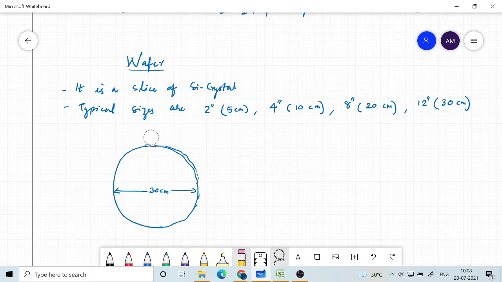Let me just delete this part. In order to identify a particular wafer, we need to introduce a cut. A cut means you will have a flat here. This circle would be going something like this, but then we will introduce a cut here. Maybe I should show this dimension outside.